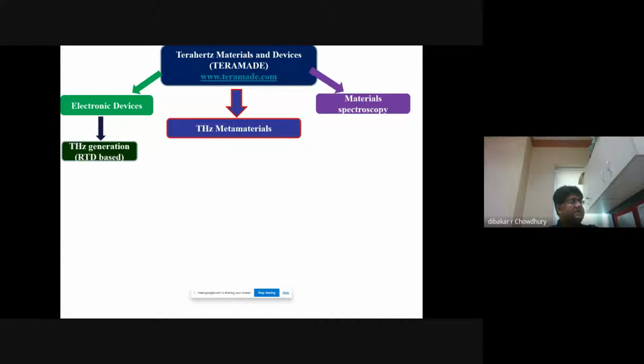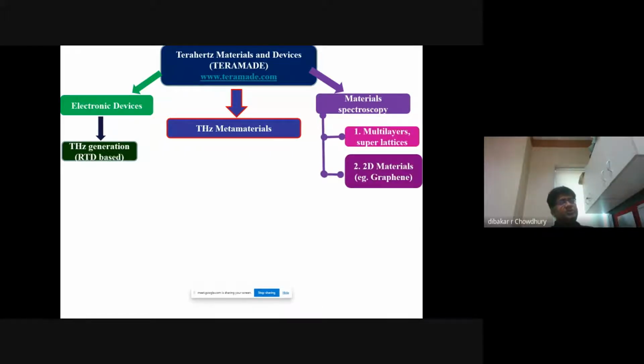So RTD is a very fast device which works on the quantum tunneling concept, and it's also a room temperature device. It's one of the electronic devices which can actually generate and detect terahertz frequencies, which are very high frequencies.